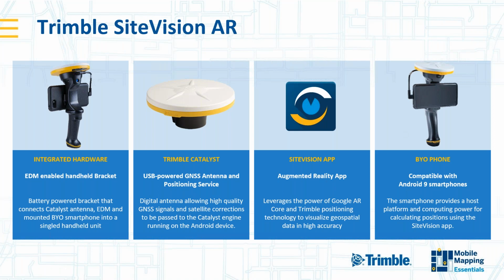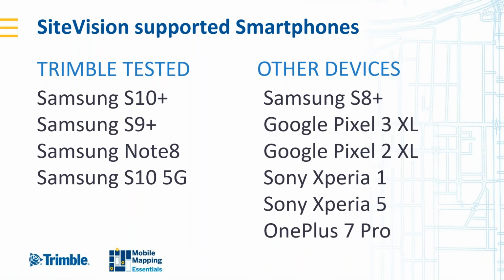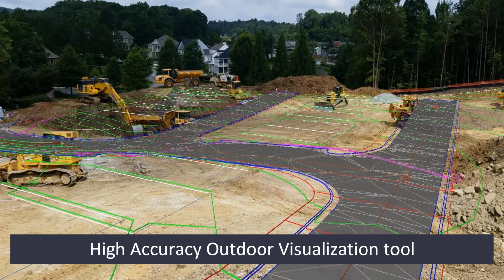And also there's a live data or database that we're updating in the SiteVision website, but I've captured some of them here. The Trimble tested mobile phones like the Samsung S10 or S9 Plus, Note 10, Note 8, and so forth, and other compatible smartphones as well, as you can see on the right-hand side. So with this, now we have a very high accuracy geospatial visualization tool, right? As you can see on the screen.